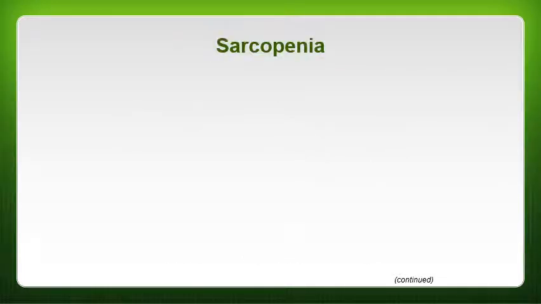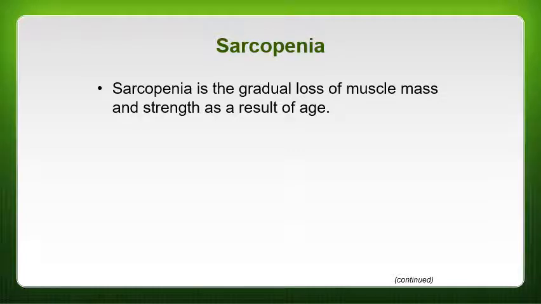Okay, so looking at sarcopenia. Sarcopenia is the gradual loss of muscle mass and strength as the result of age. This could begin as early as 20 to 35 years of age, depending on various factors. Obviously, inactivity will expedite this.